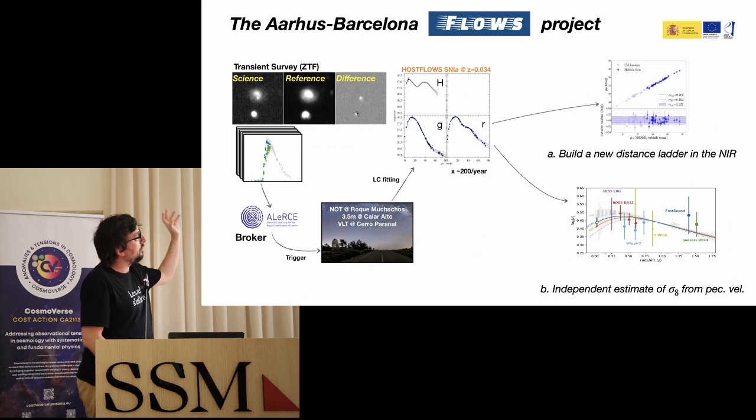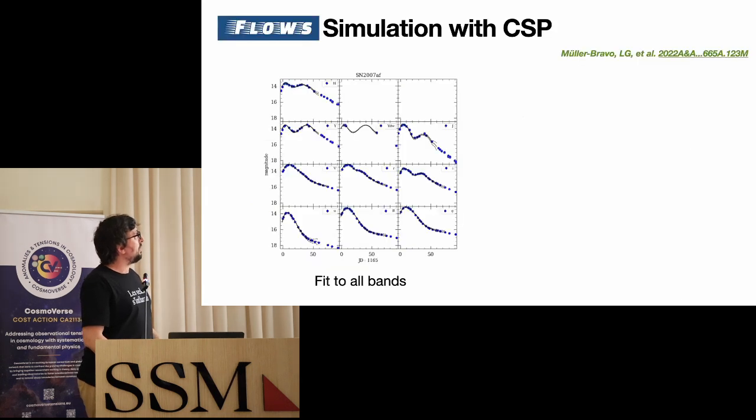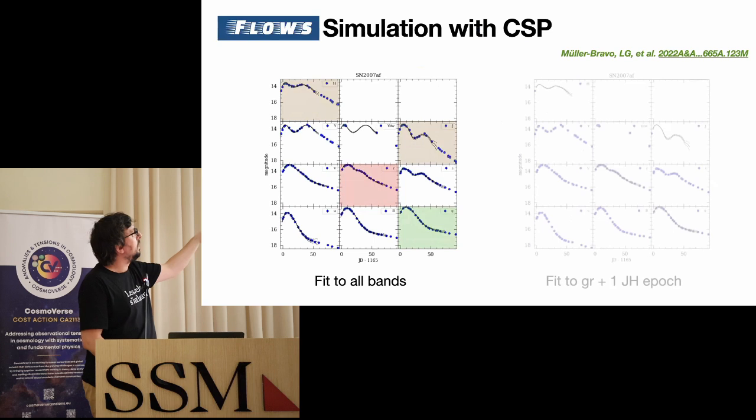With that, the goal is to greatly increase the number of objects available for the Hubble diagram to measure H naught, and also do some work on peculiar velocities to estimate sigma 8. This is based on a simulation we published in 22, of one single supernova in lots of bands, in particular J and H. This is g and r, the same that ZTF will give you for free, and J and H.